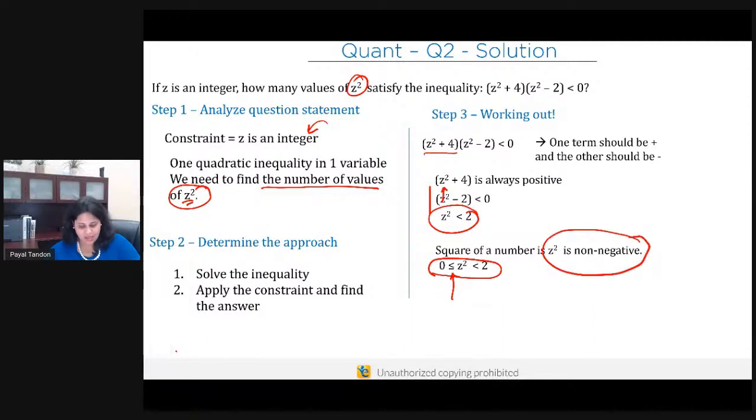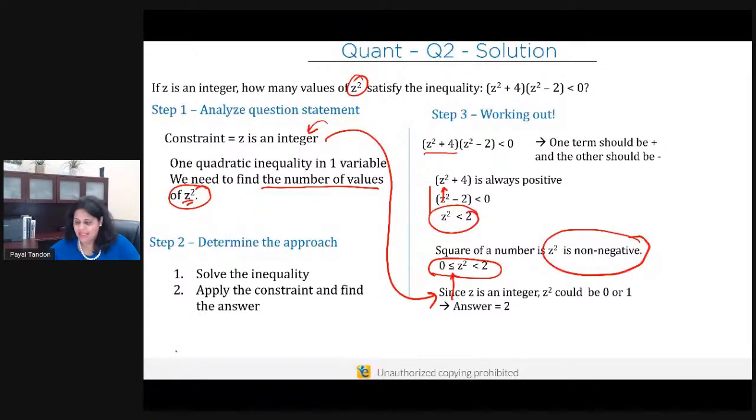Z square is non-negative, right? Which means now, because z is an integer, I bring this constraint over here. Because z is an integer, z square could be 0 or 1. So the answer is 2.